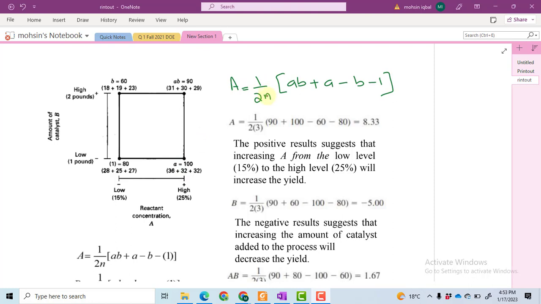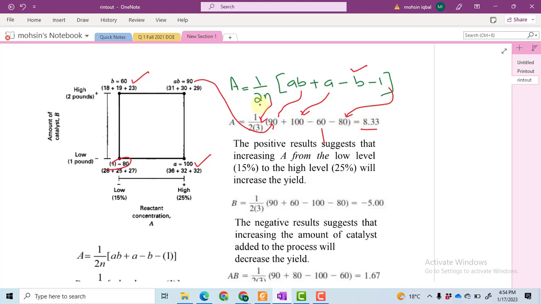To calculate the effect of A, I have written the formula. So we have n equal to 3, and ab is equal to 90; I got this value from there. Then in place of a, I have written 100, you can see. Then b is equal to 60 there, and (1) is 80, you can see it there. After putting in all of the values, we got 8.33, and this is the effect of A.